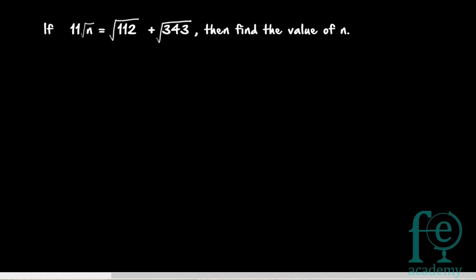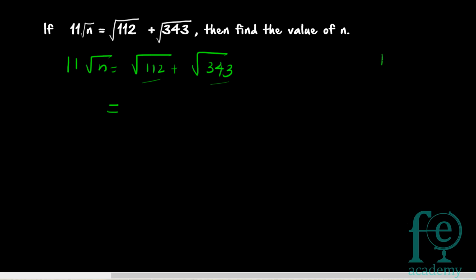Now question number 3. If 11 root n is equal to root of 112 plus root of 343, then find the value of n. So 11 root n is equal to root of 112 plus root of 343. Now let's try to simplify this root of 112 and root of 343.